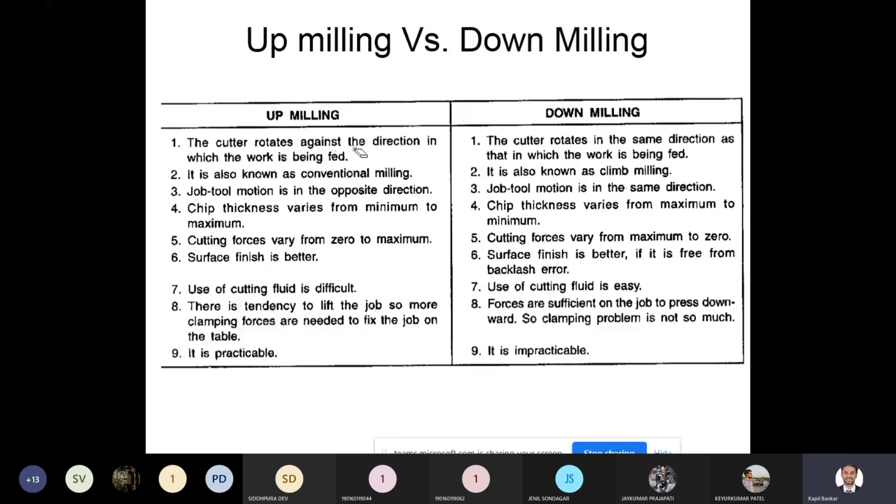Second difference: up milling is also known as conventional milling, and down milling is also known as climb milling. In up milling, job and tool motion is in the opposite direction, while in down milling it is in the same direction. In up milling, chip thickness varies from minimum to maximum, and in down milling chip thickness varies from maximum to minimum. In up milling, what happens? Chip thickness varies from minimum to maximum.